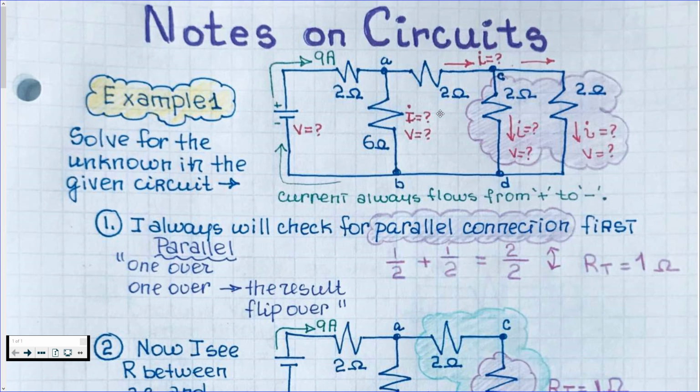We found that this current was 3 amps. This voltage was 18. This was 36. This current was 6. The voltage drop here is 12. This voltage is the same, 6 volt, and the current was 3 and 3. And that is all you needed to know how to solve circuits.